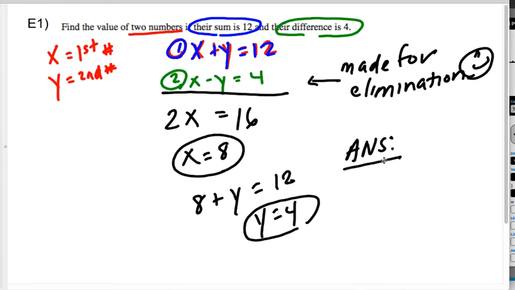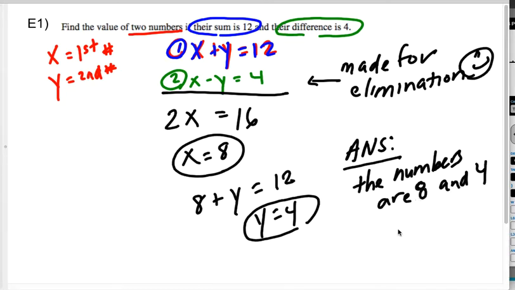in words and units if applicable. Here there are no units. We're not talking feet or centimeters, right? So in this case, the numbers are 8 and 4. And that's all I need to do, okay?